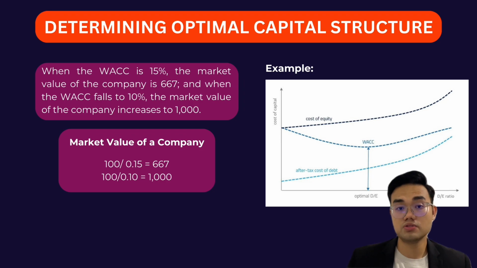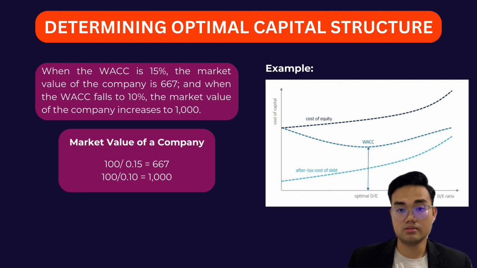So, how to determine the optimal capital structure? Determining the optimal capital structure involves balancing the mix of debt and equity to minimize the company's cost of capital and maximize its value. In other words, minimize the weighted average cost of capital, which is WACC, of a company while maximizing its market value.